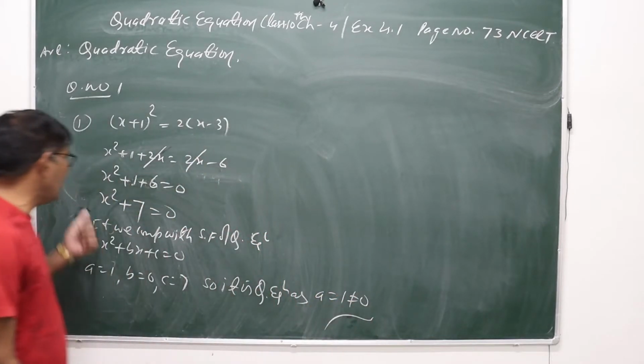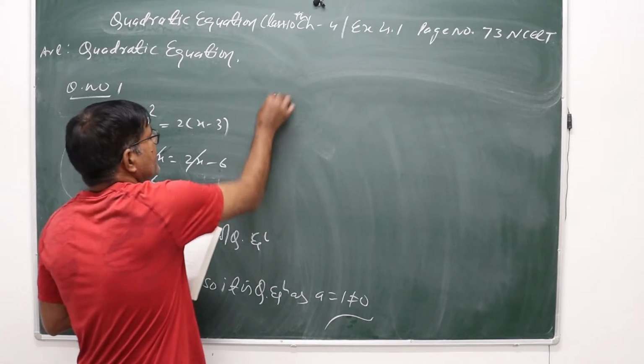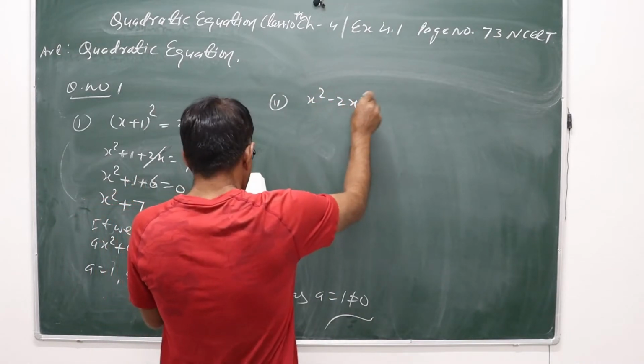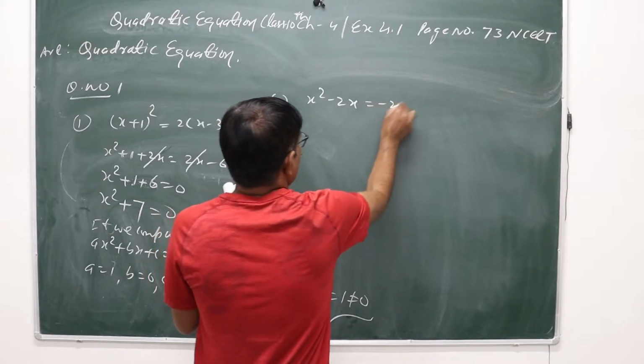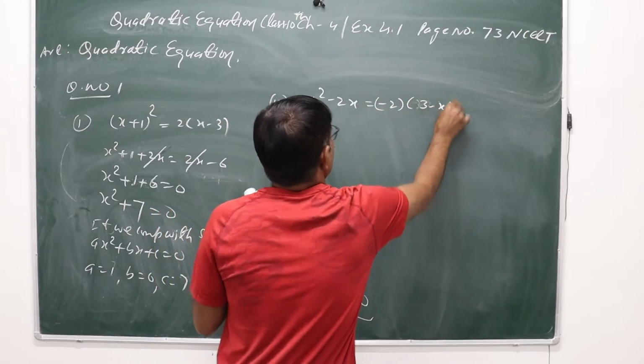Here the value of a is 1. If the value of a becomes 0, in that case it will not be a quadratic equation. Okay, now question number one, part two. Similarly, we have to check x square minus 2x is equal to minus 2 into 3 minus x.